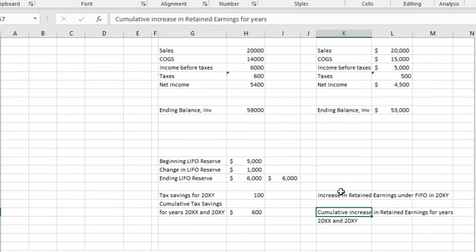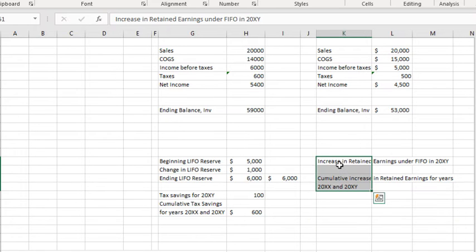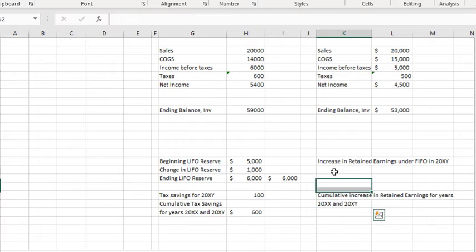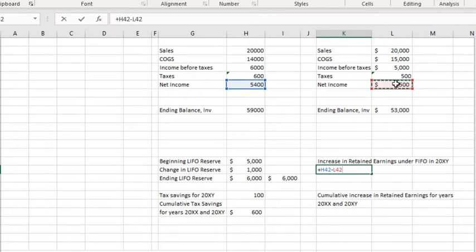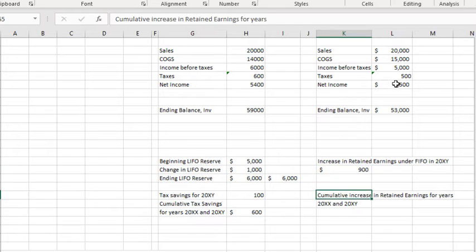Increase in retained earnings under FIFO. Let's take a look at that closely as well. So retained earnings under FIFO is 5,400 minus 4,500. So if you used FIFO, your retained earnings would increase by $900. That's the beauty of FIFO. The downside again is you pay more taxes. So that's for this year only.